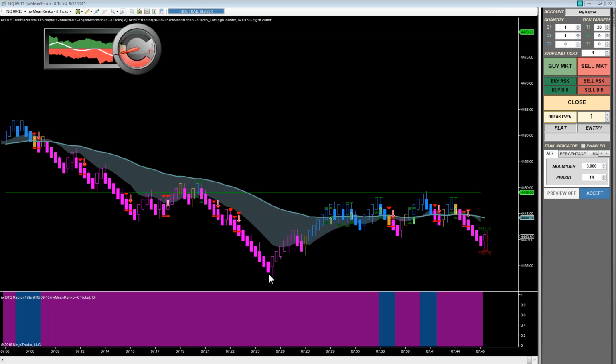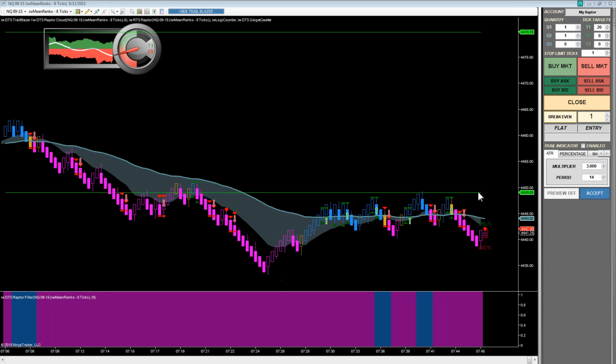And don't be surprised to see a reaction here to these lows. But it's good that we're below 44.50. That's significant because that was really holding the buyers up for a while.